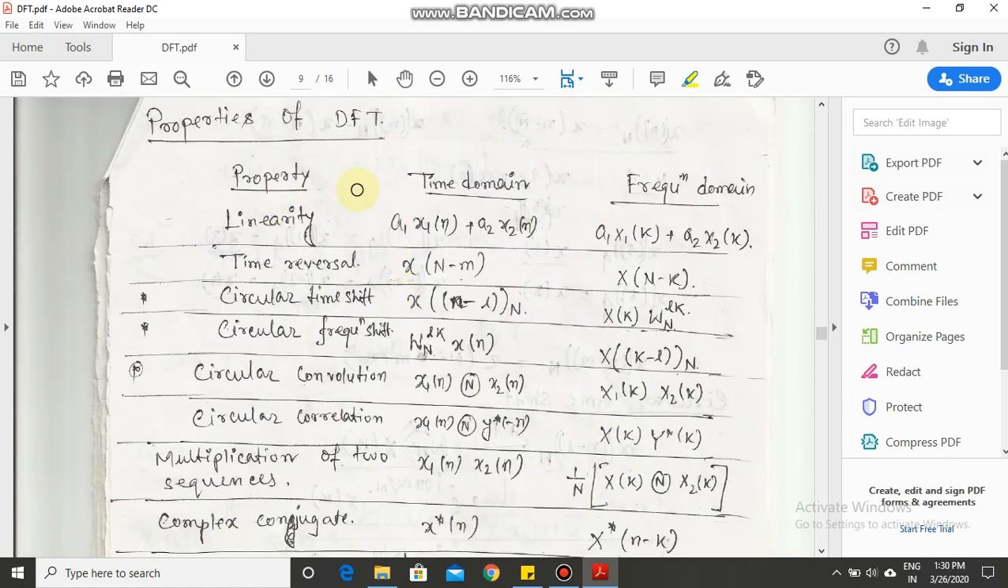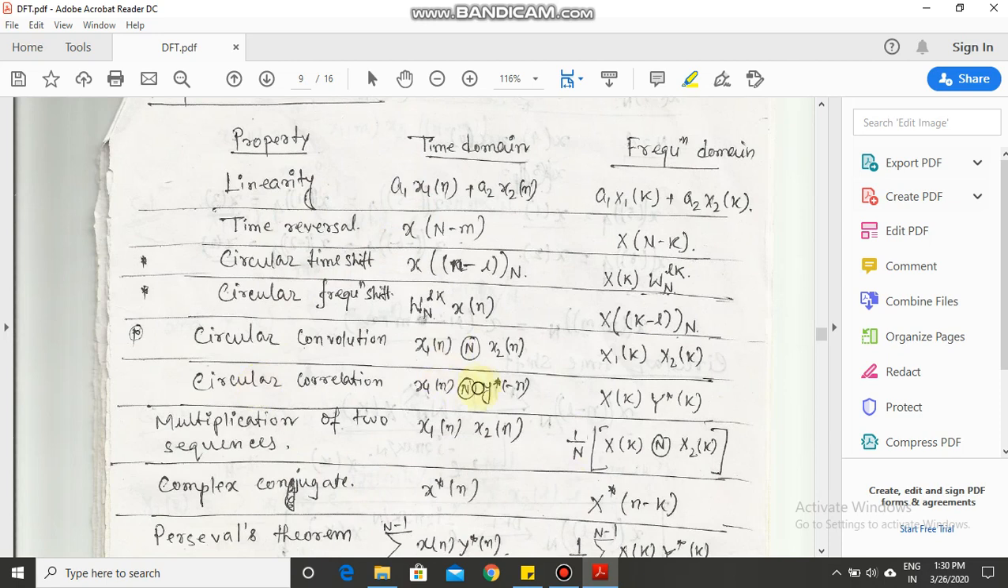Now we are going to discuss the properties of DFT. In DTFT also we have discussed properties. In Z transform we have discussed properties. So here these are the properties of DFT. Now all the properties are more or less the same.